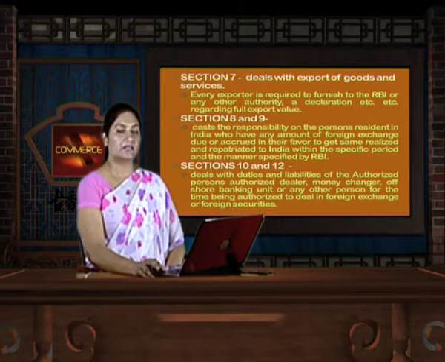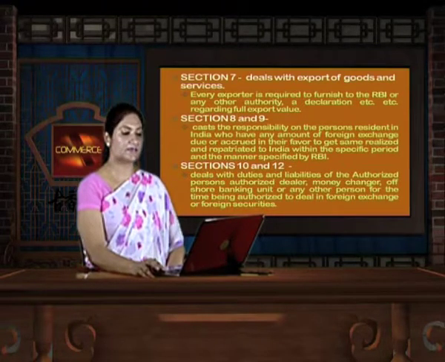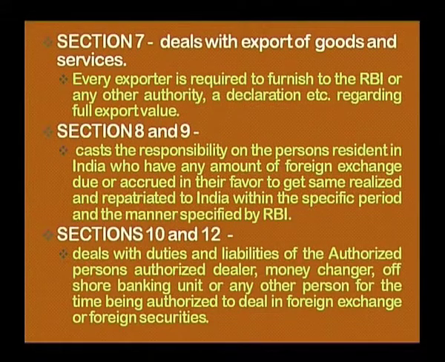Now, let us discuss all the sections one by one. Section 7, which deals with export of goods and services. Every exporter is required to furnish to the RBI or any other authority a declaration etc. regarding full export value. Section 8 and Section 9 cast the responsibility on the persons resident in India who have any amount of foreign exchange due or accrued in their favour to get the same realized and repatriated to India within the specific period and manner specified by RBI.